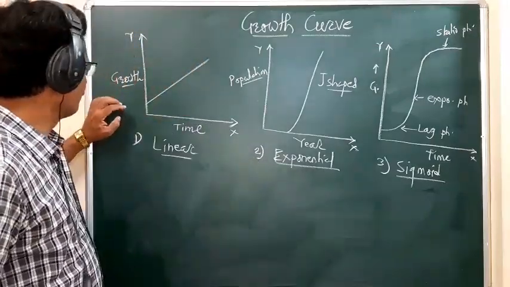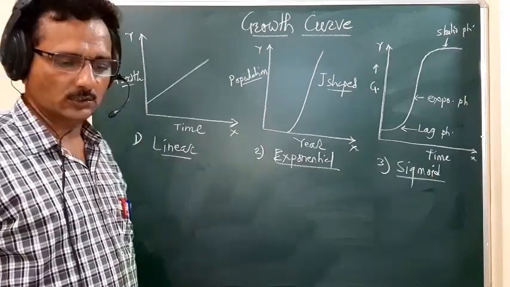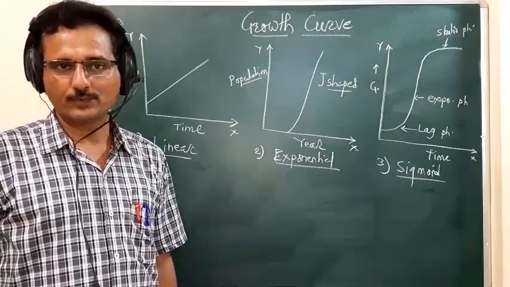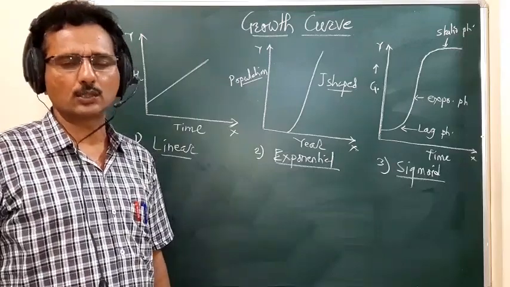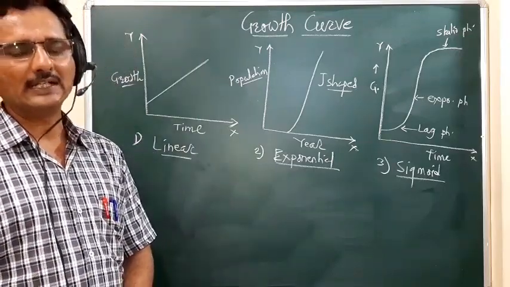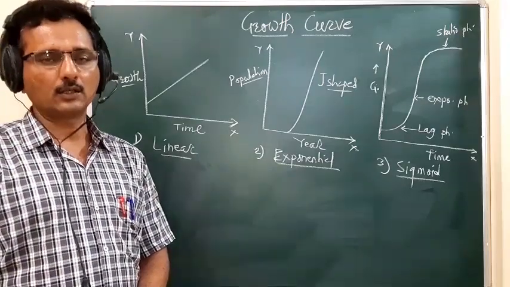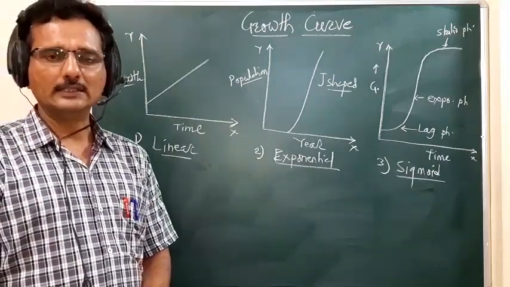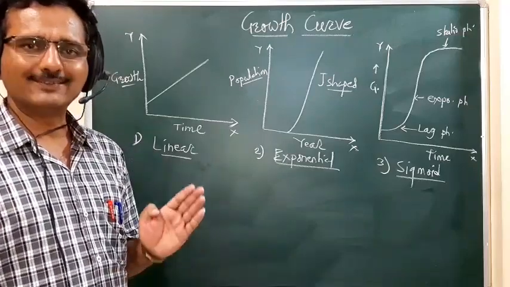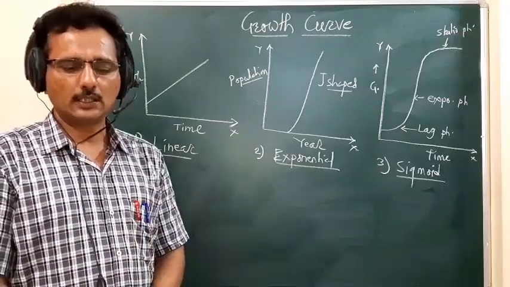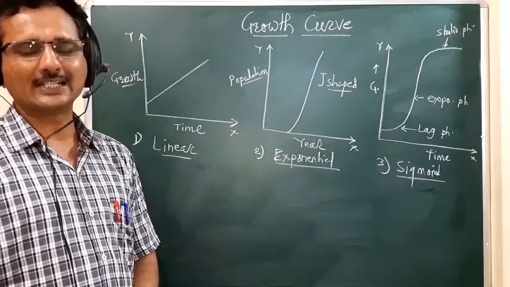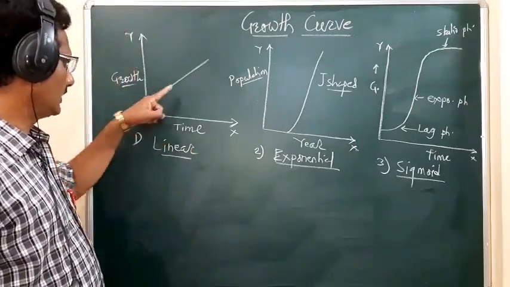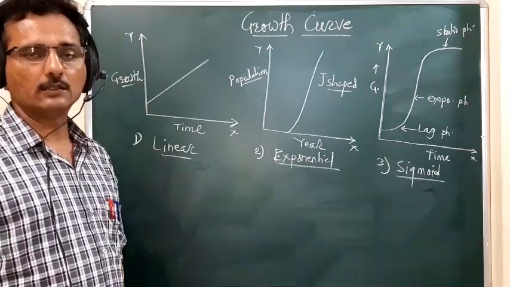See, the first one is the linear growth curve. Where is this linear growth curve seen? It is seen in arithmetic growth. In the previous lecture we saw in detail what is meant by arithmetic growth, how it takes place, and what the rules of that cell are. There the growth obtained is a linear growth, so the curve obtained is a linear curve. It is seen in arithmetic growth.